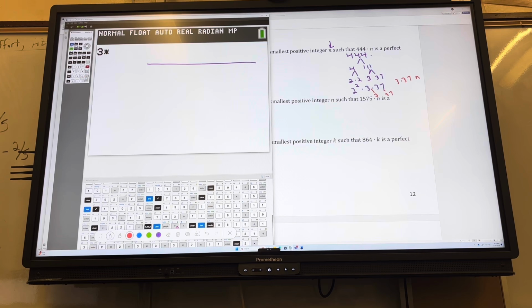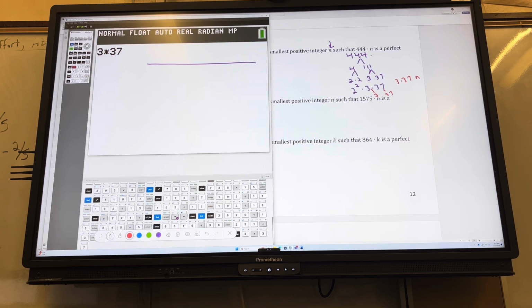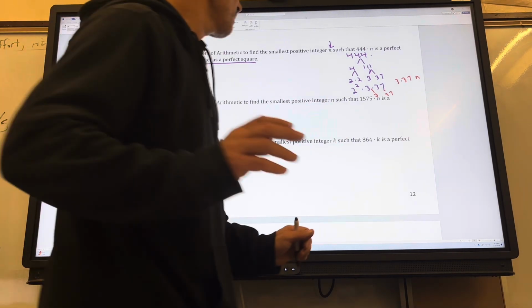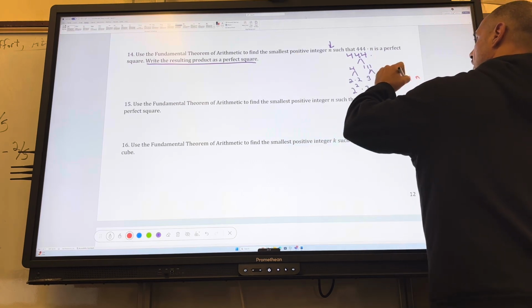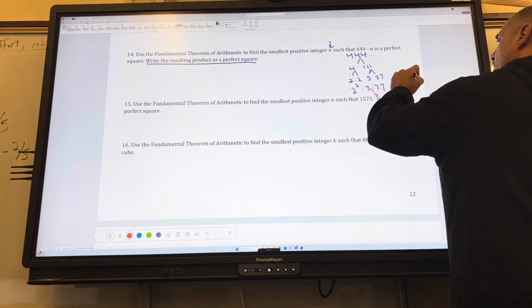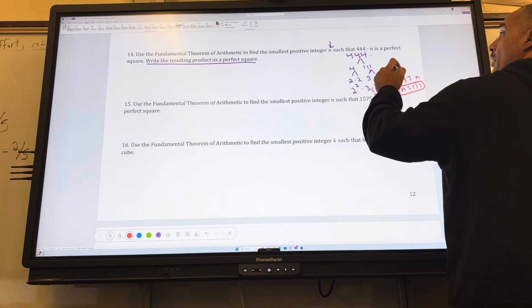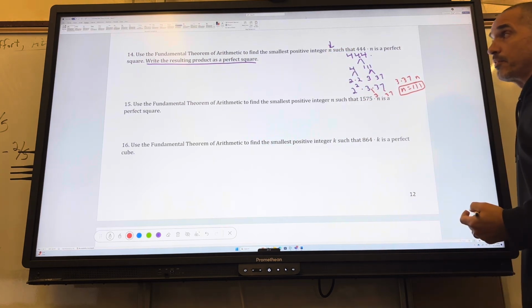3 times 37 is, well, of course it's 111. We knew that. 111. So n equals 111. That is the number that I multiply by to make it a perfect square.